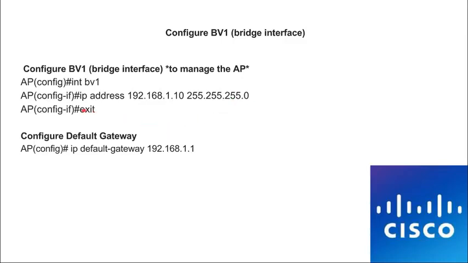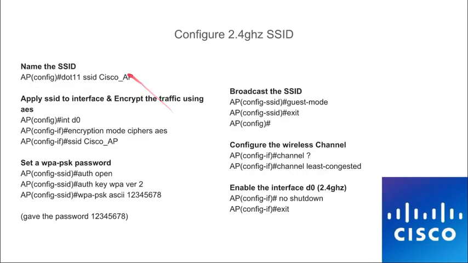255.255.255.0, then type in exit. To configure the default gateway, you do ip default-gateway, and then you give it the default gateway of your router. Mine is 192.168.1.1, so that's why I typed that in. Yours could be different.